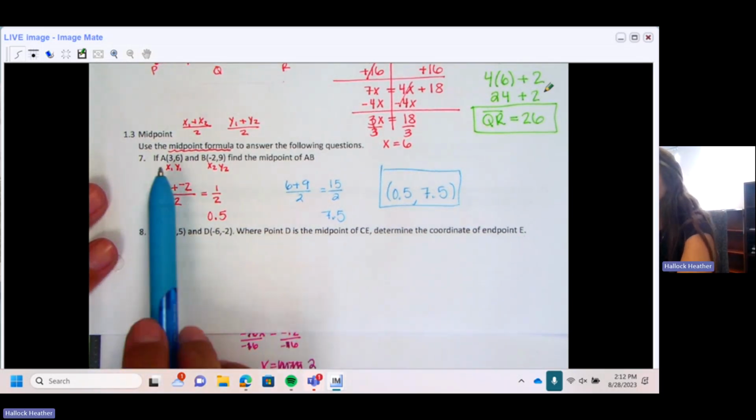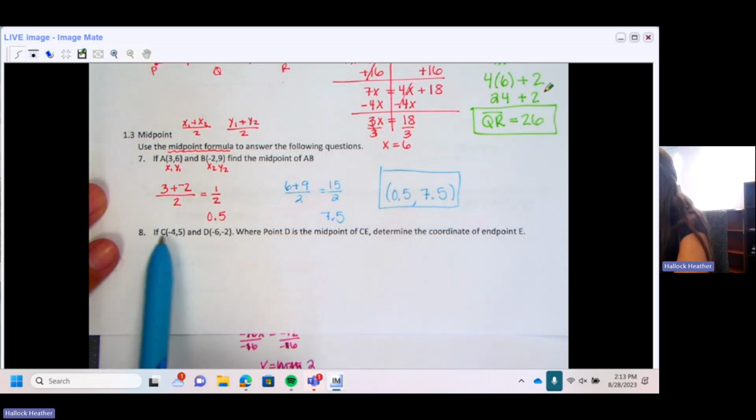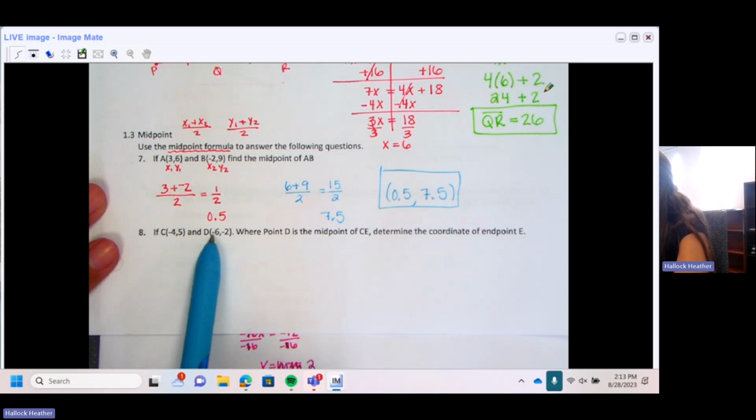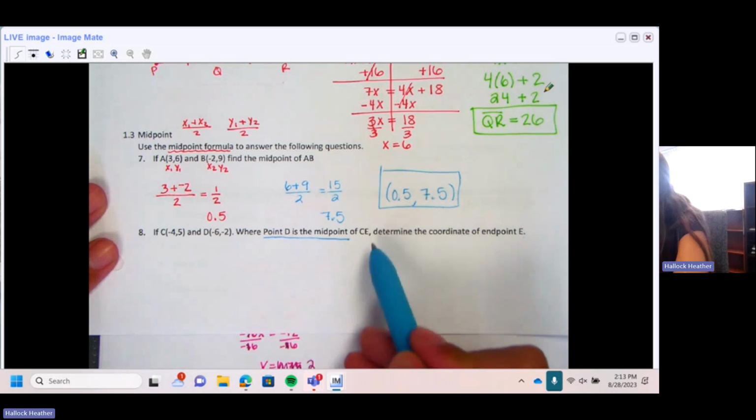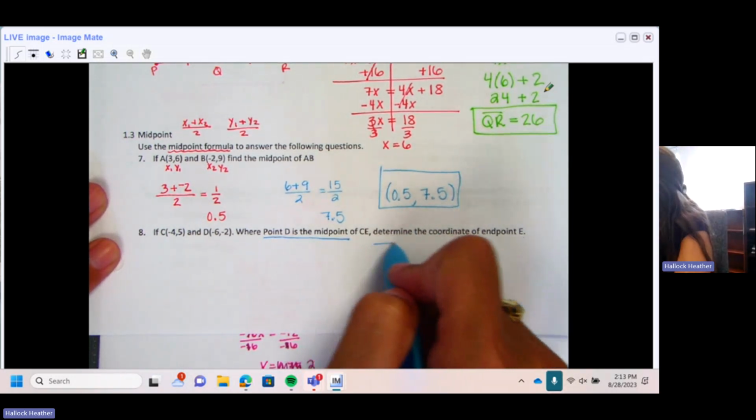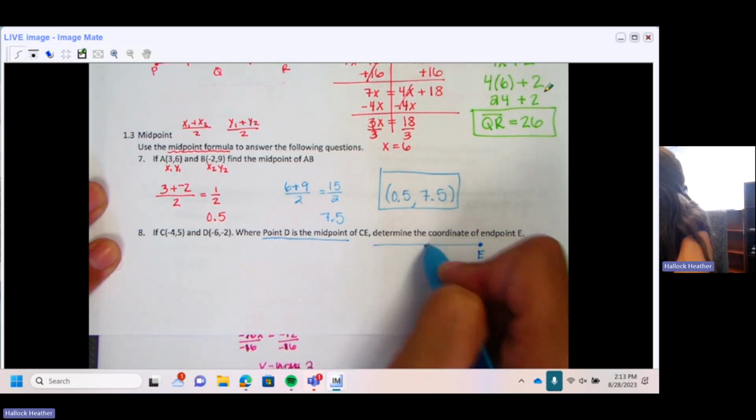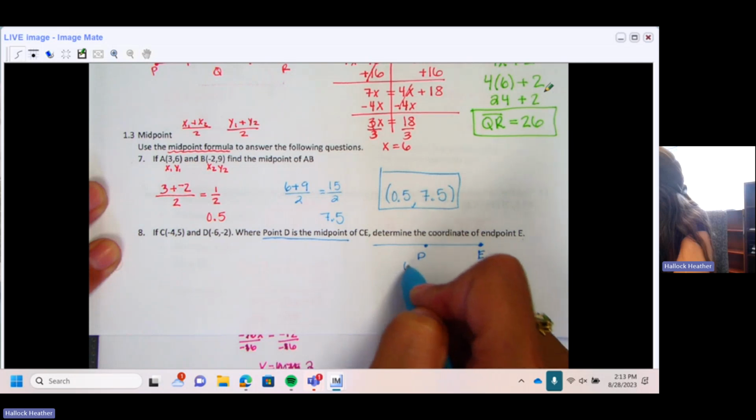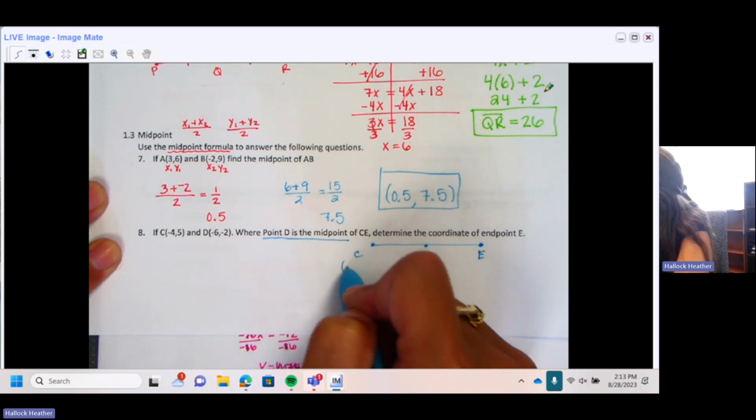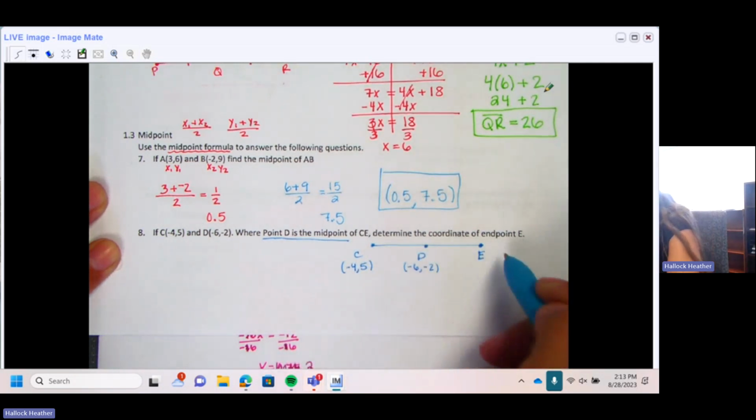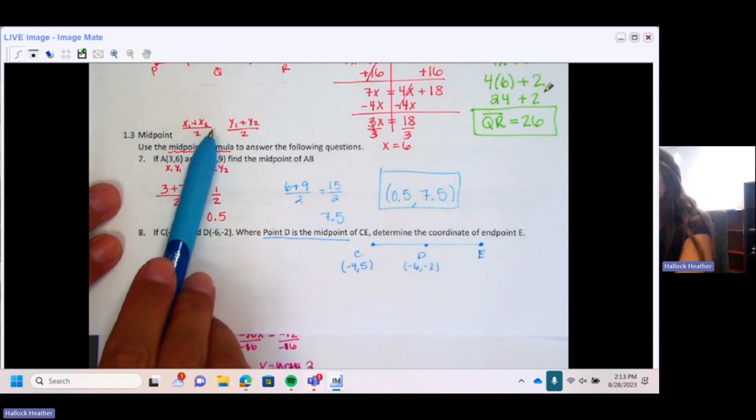This one's slightly different. Last time it said A and B, find the midpoint. This is slightly different. It says if C is negative 4, 5, and D is negative 6, negative 2, where D is the midpoint for CE, I need to find E. So E is what I'm looking for. I know that D is in the middle. D is at negative 6, negative 2. And C is in the beginning, which is negative 4, 5. I'm trying to find that other endpoint. I'm using the same formula, but now I know what it's equal to.